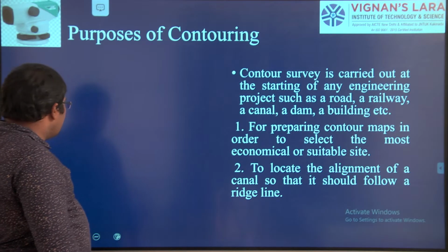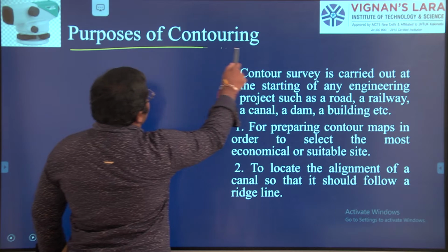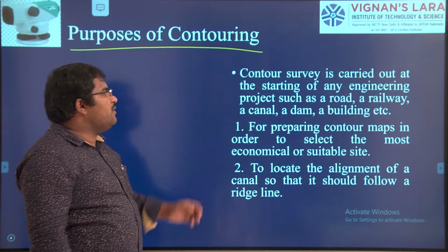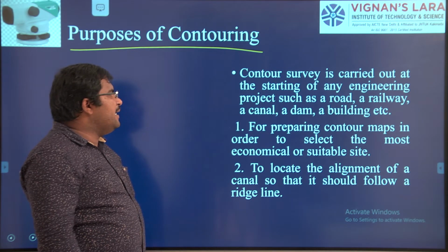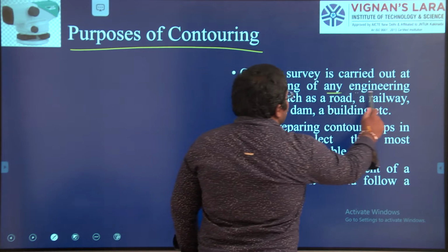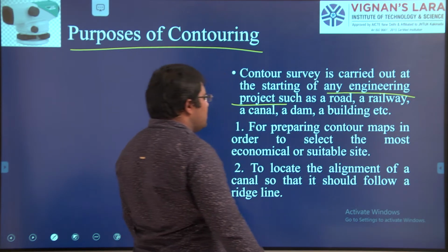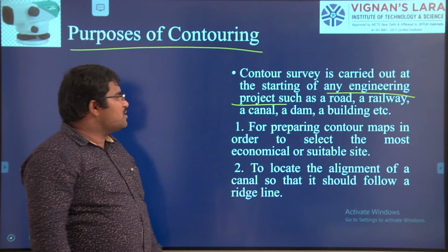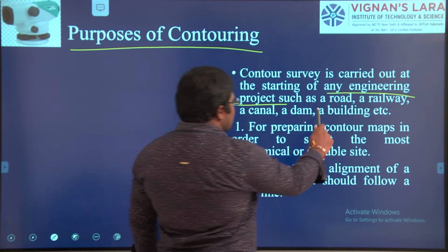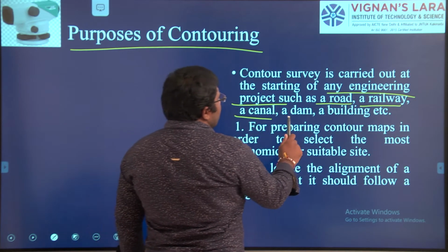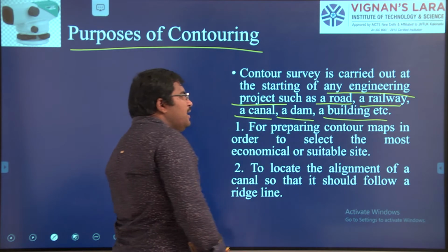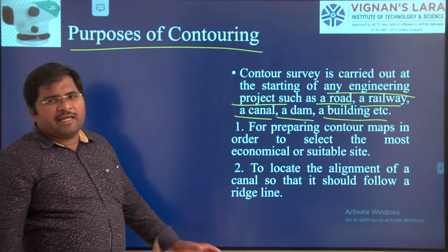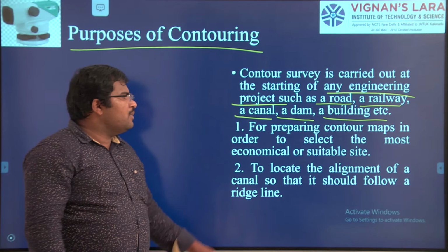So next, what is the purpose of contours? Why do you need to draw the contours, right? The contour survey is carried out at the starting of any engineering project. We need to know the surface features. That's why before starting any engineering project, we do the contour survey, such as for roads, railways, then a canal, then a dam, a building. For any purpose of engineering works, it may be a road, a railway, a canal, a dam, or a building.